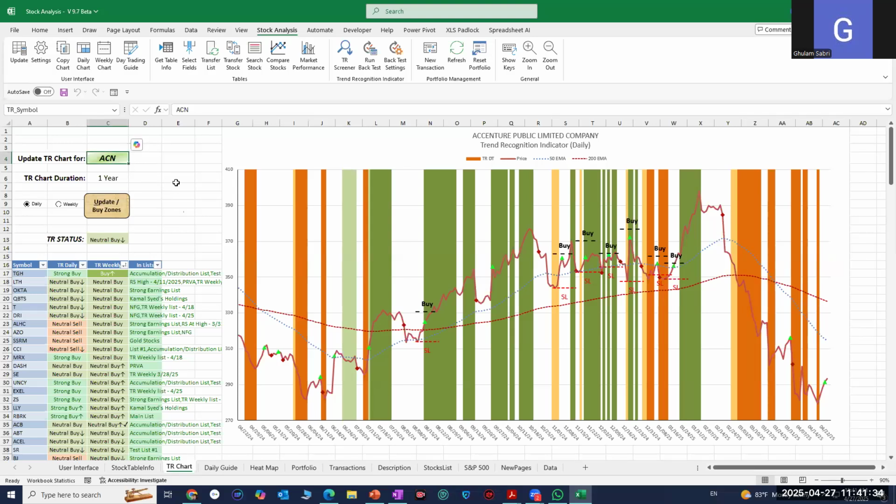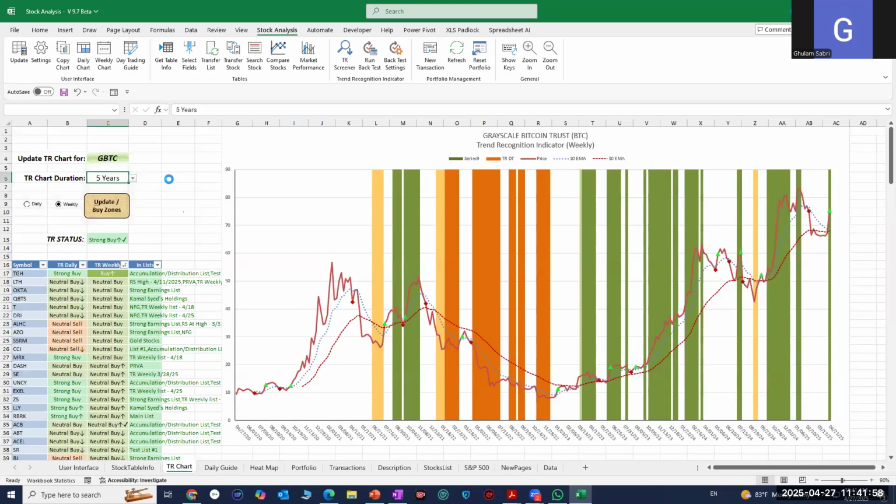So Bitcoin is interesting. We have GBTC, an ETF of Bitcoin. And I just saw, let's see, 3 years or maybe 5 years, this weekly. We are now going to see how this model or this system works on Bitcoin. So GBTC is as good as Bitcoin, and we are going to plot the chart for Bitcoin.